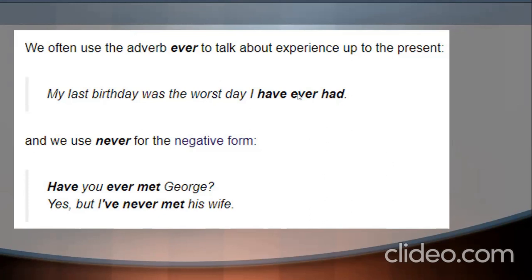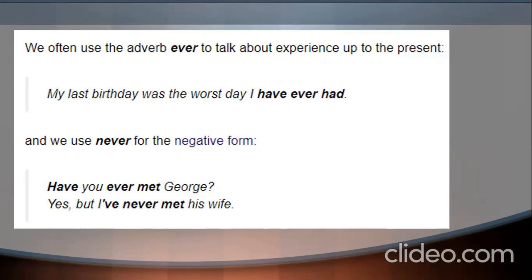The ever is like an auxiliary. So in Spanish, it hasn't meaning, right? Like a word, but it's an auxiliary that we use in English, so the sentence can be complete. Okay, that is the meaning. And we use never for the negative form.